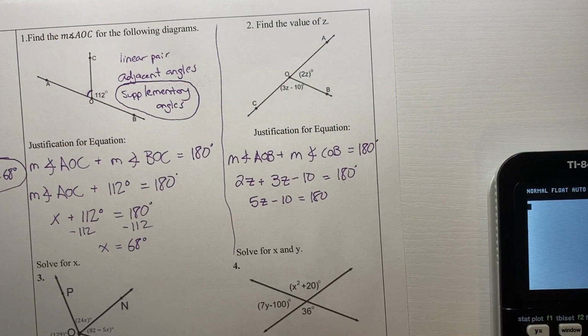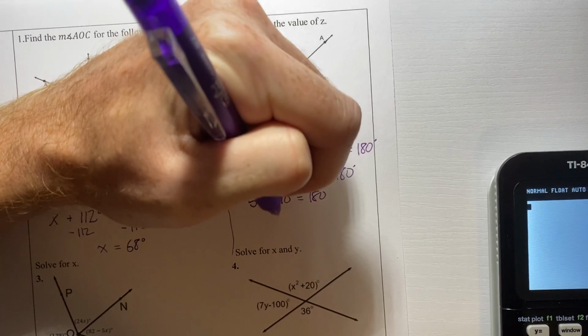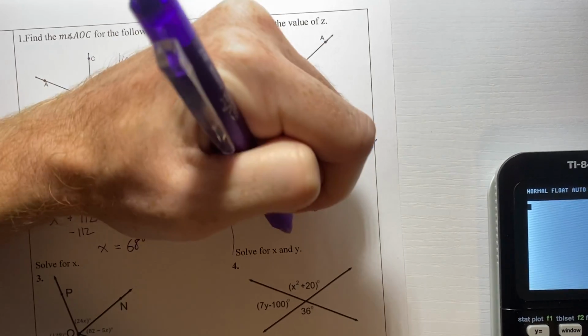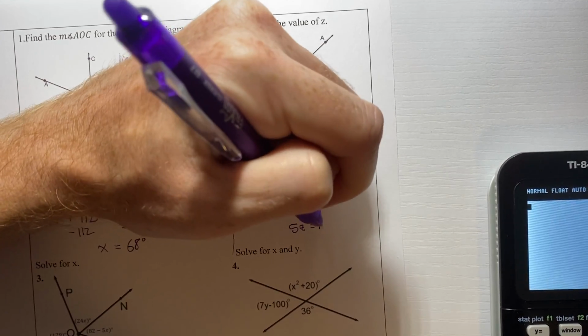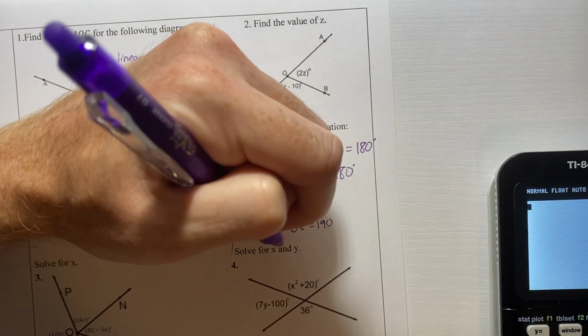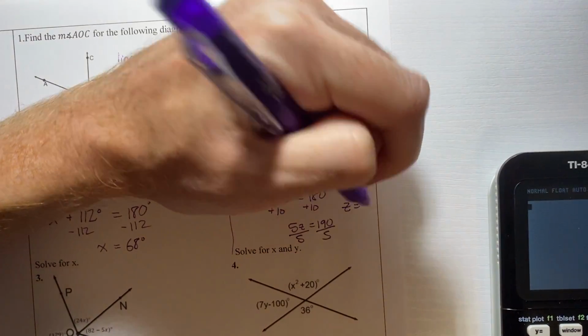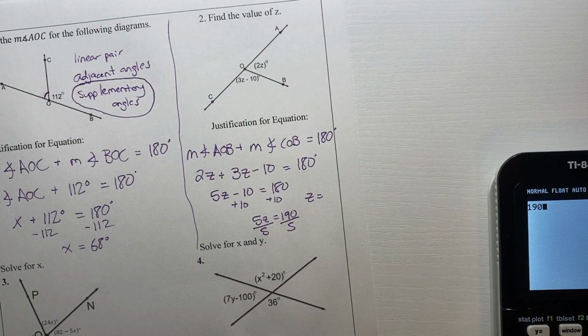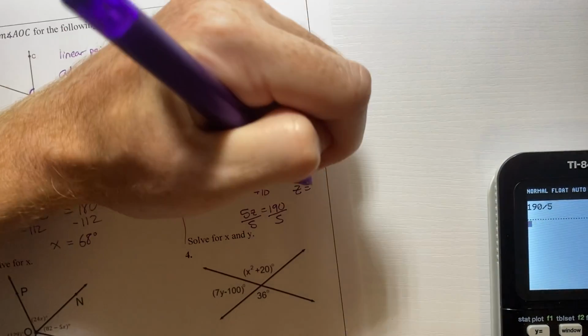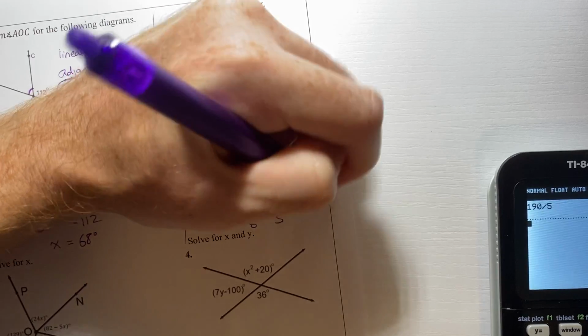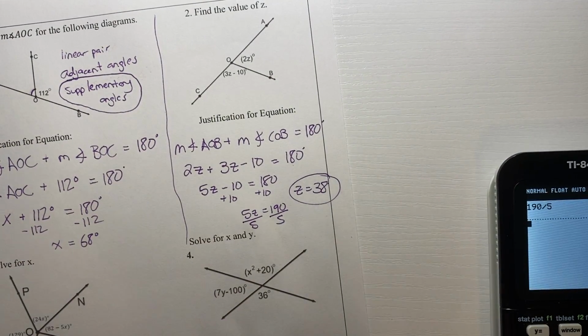All right, and then now I have 2 steps left. I want to add 10 to both sides. I want to get rid of my addition and subtraction. And then lastly, I want to divide both sides by 5, and I get Z equals, what's 190 divided by 5? 38. So it's not 38 degrees, it is just 38.